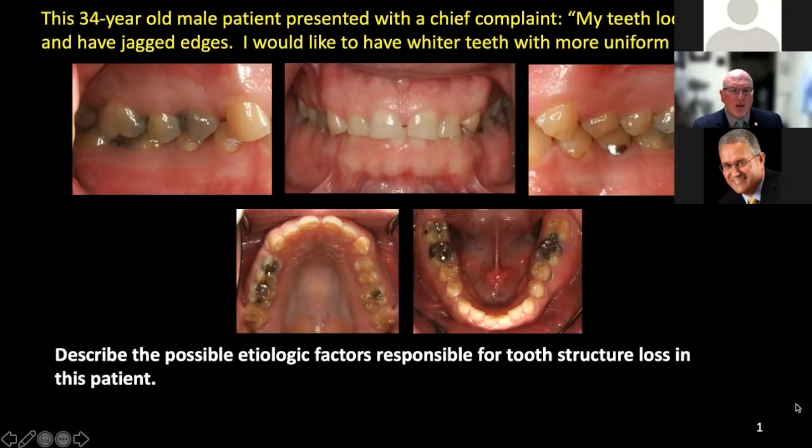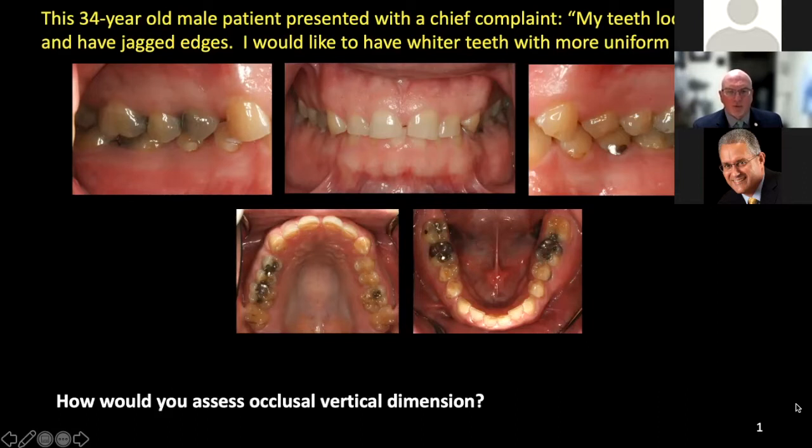I'm seeing some class 5 restorations, possibly could have been from some type of abfraction due to the stresses on the teeth, or possibly some type of combination.